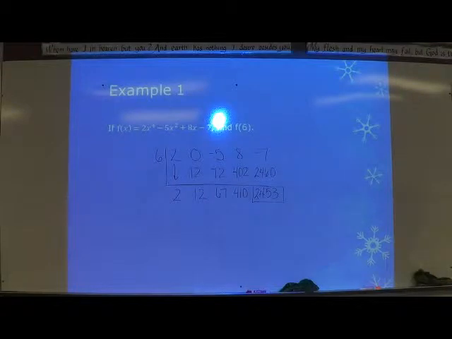And so if you were to plug in 2 times 6 to the 4th power minus 5 times 6 squared plus 8 times 6 minus 7, we get 2,453. So doing synthetic division actually gives us the same exact answer as if we just substituted in 6 for the equation. And in my opinion, that's a whole lot easier to do than sitting there substituting in and putting it on the calculator.